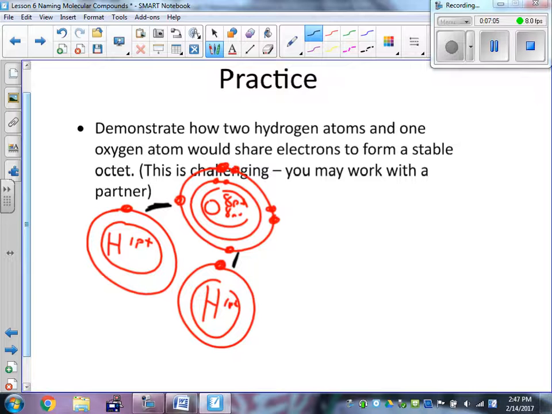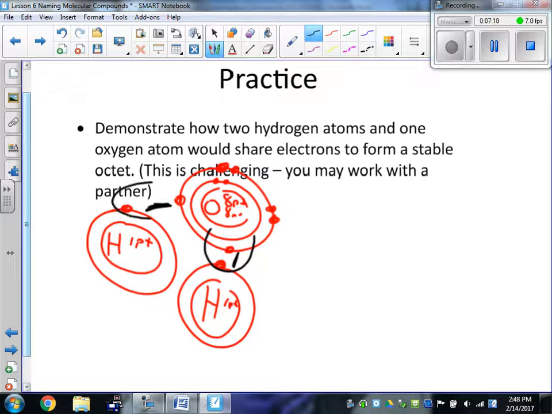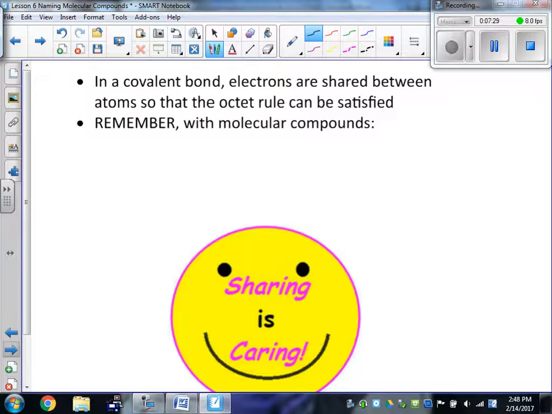electrons, okay? If oxygen has these two, look, and those two, then oxygen has what? 6, 7, 8, yes? And then hydrogen, of course, has 2 here, 2 here. So hydrogen's happy because it's got 2. The other hydrogen's happy because it's got 2, and then the oxygen's happy because it's got 8. Okay. In a covalent bond, electrons are shared between atoms, so the octet rule can be satisfied. Remember, with molecular compounds, sharing is caring.